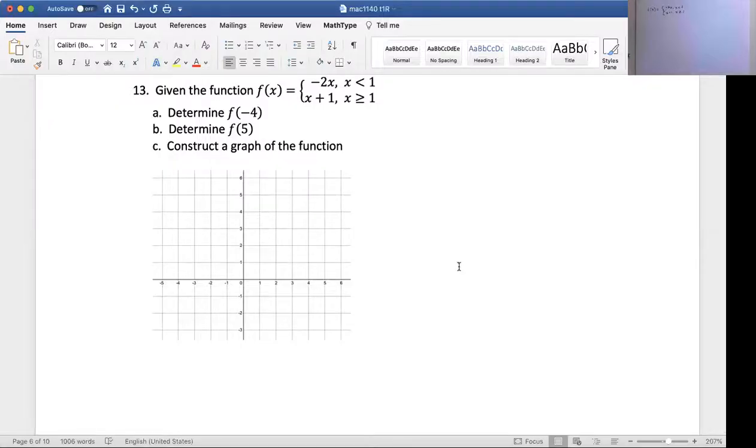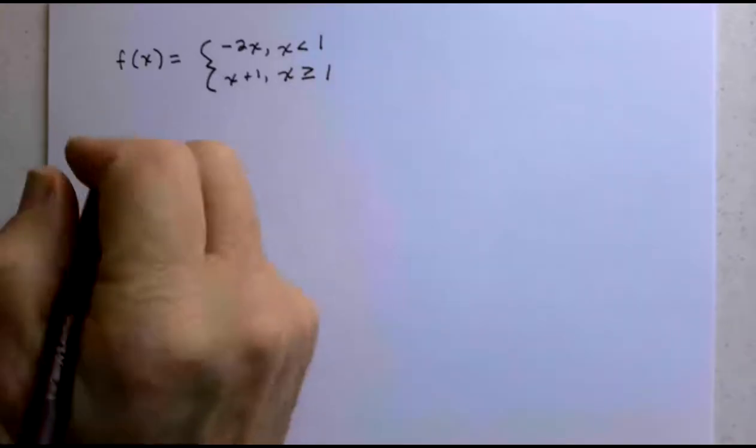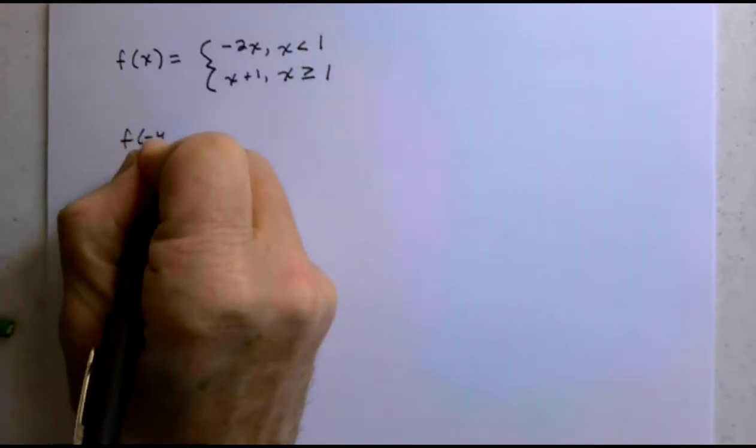So for this question, we're given the function f of x is negative 2x when x is less than 1. It's x plus 1 when x is greater than or equal to 1. And the first thing we want to find is f of negative 4. So f of negative 4.